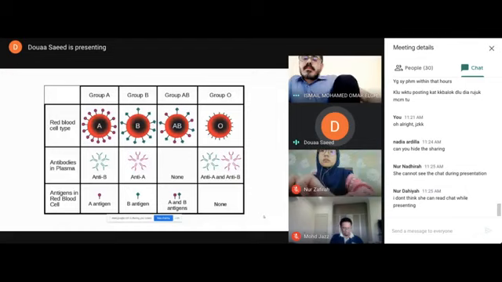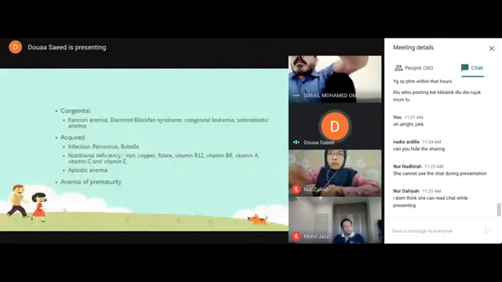So we will move on to hypoplastic causes. Hypoplastic causes can be congenital or acquired. In congenital, we can have Fanconi anemia and Diamond-Blackfan. These both affect the bone marrow, whereby there will be less production of red blood cells within the bone marrow. In one of them, I think it's Diamond-Blackfan syndrome, there will be fewer reticulocytes within the peripheral blood film as well. For congenital, we can also consider congenital leukemia or sideroblastic anemia.